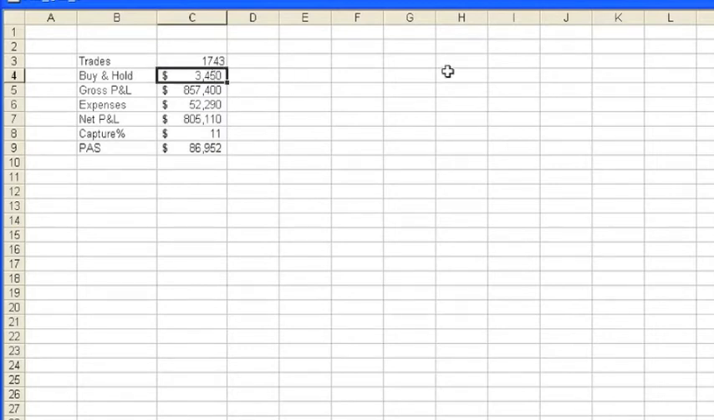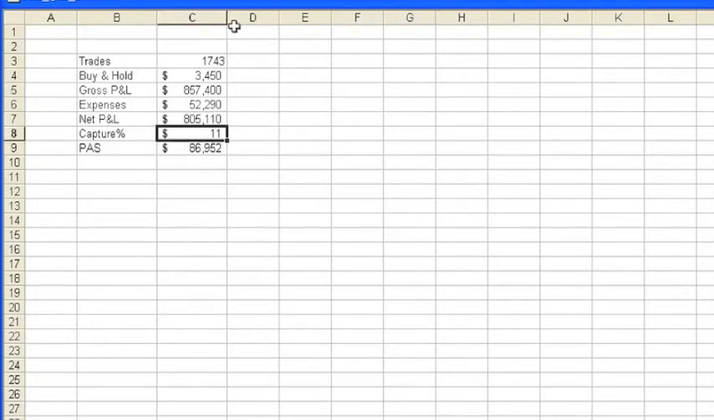The next number is our buy and hold. So what happens if we purchased one contract at the beginning of our test and held it and closed it out at the end of our test, which was a 1-year period? This is the value we would get. Our ideal gross profit is $857,000. Our expenses are $52,000, giving us a net of about $800,000.